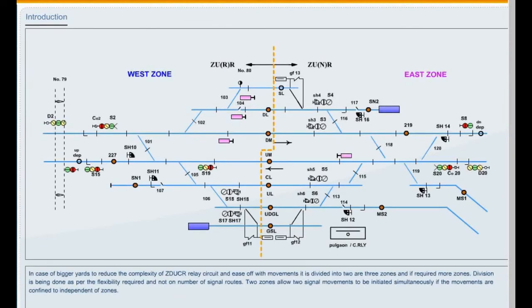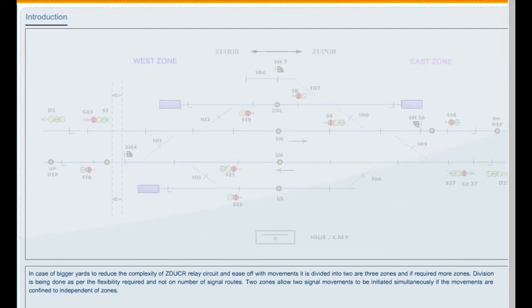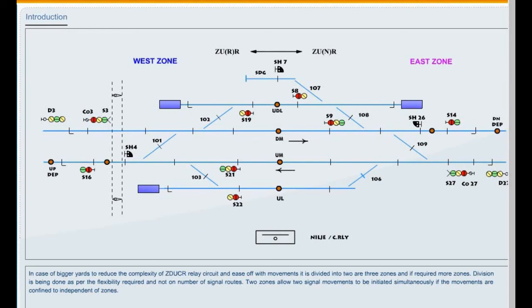In case of bigger yards, to reduce the complexity of the ZDUCR relay circuit and ease off movements, it is divided into 2 or 3 zones and, if required, more zones. Division is done as per the flexibility required and not on the number of signal routes. 2 zones allow 2 signal movements to be initiated simultaneously if the movements are confined to independent zones. If there is trouble with one zone, the other zone's movements will not be affected.